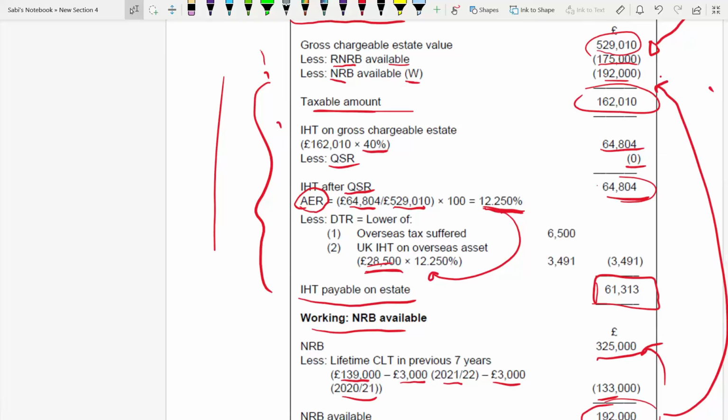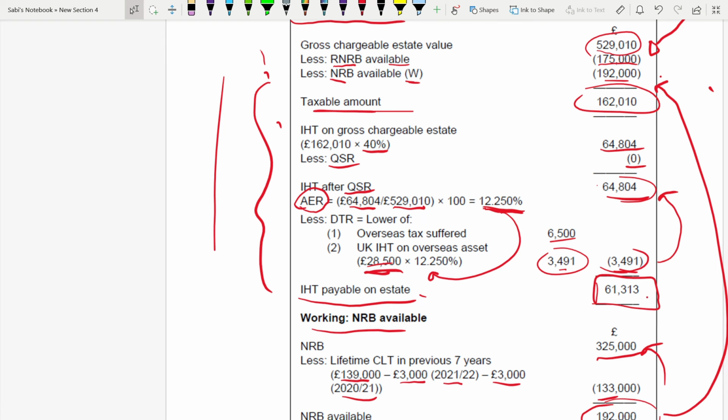28,500. You see how every part is related to each one. Whatever you do above will be related below. So if you make a mistake here, your DTR will be wrong, everything goes wrong one after the other. You see, which is lower? This one is lower. Overseas was 6,500, already given in point number 2. So this is your DTR. You deduct this from here and you get your IHT payable on estate. You have to write like that. IHT payable on estate is 61,313.